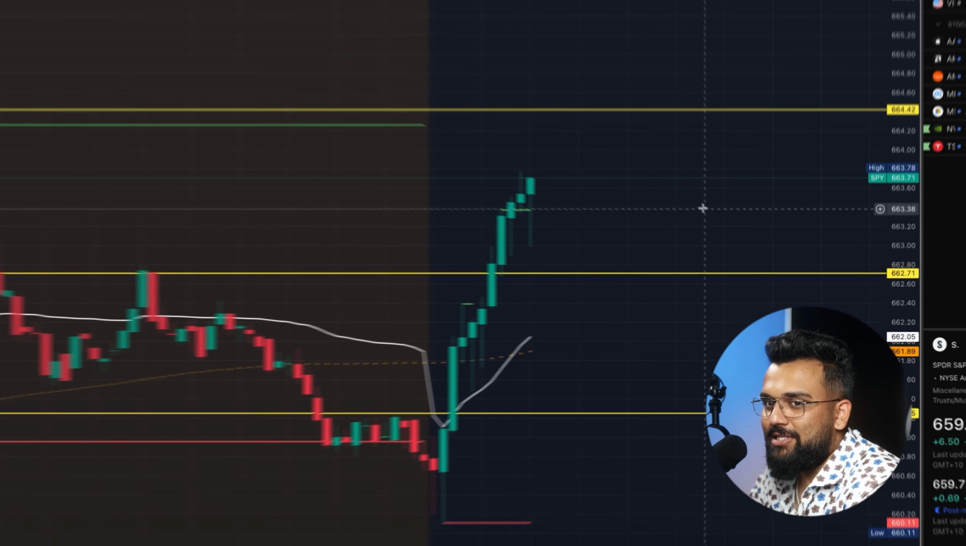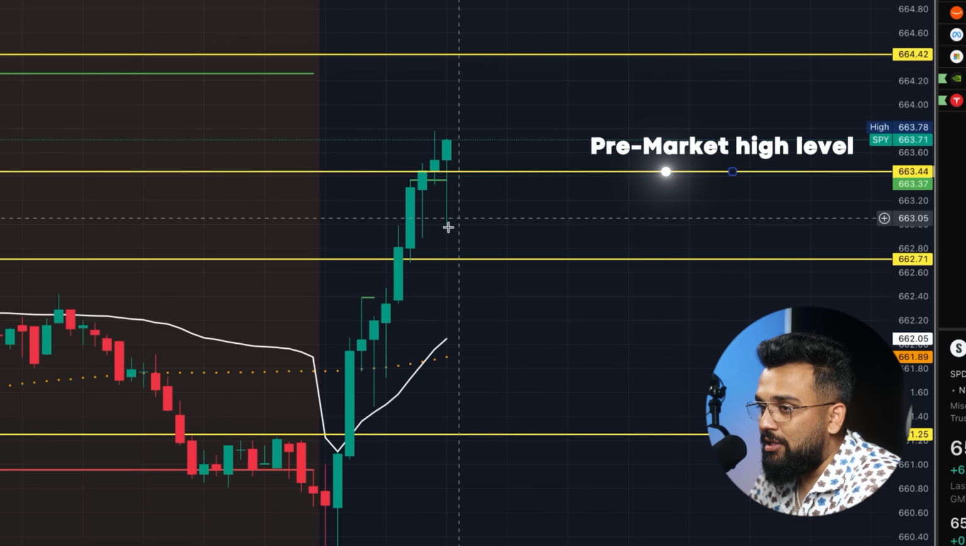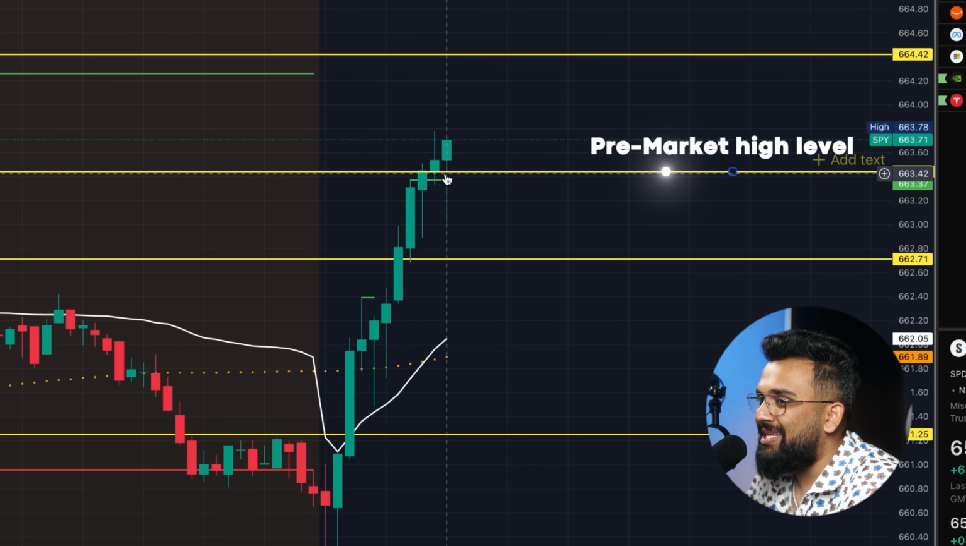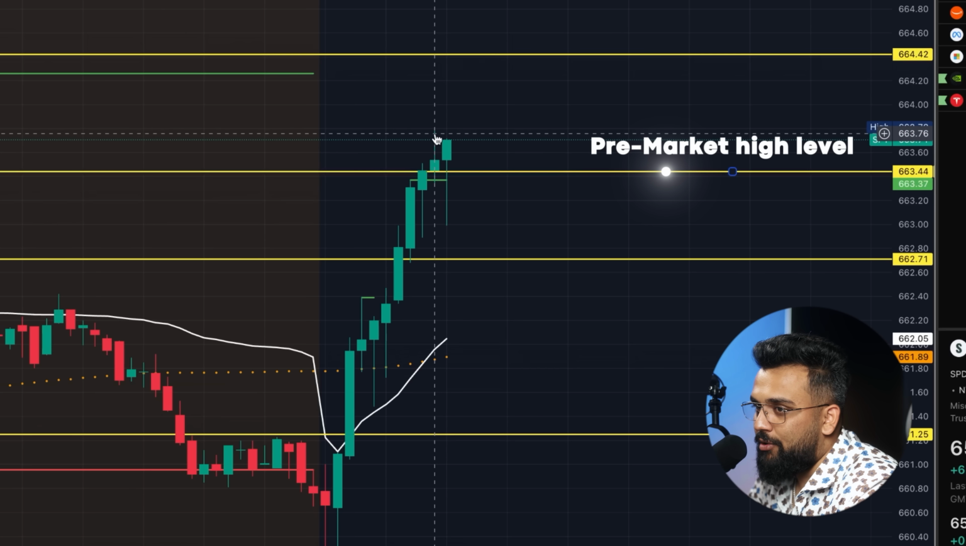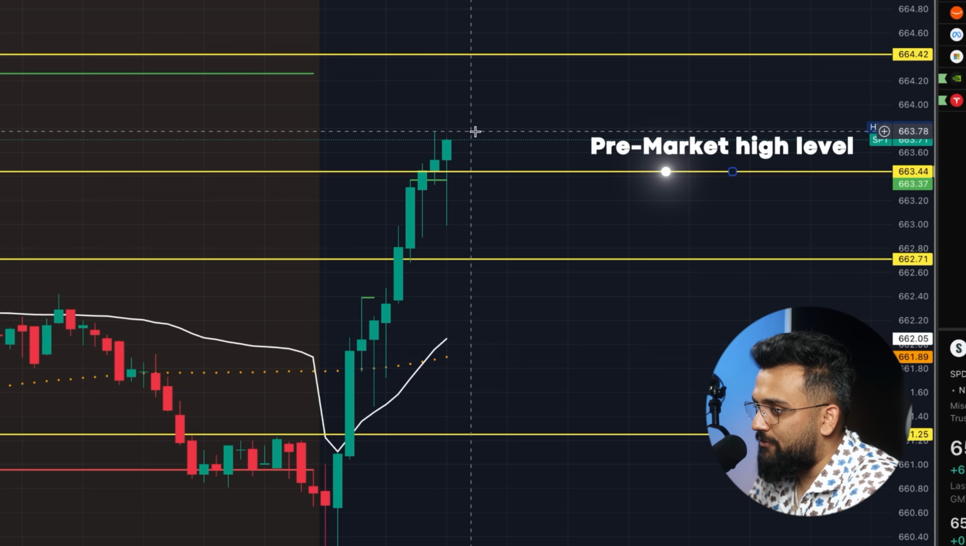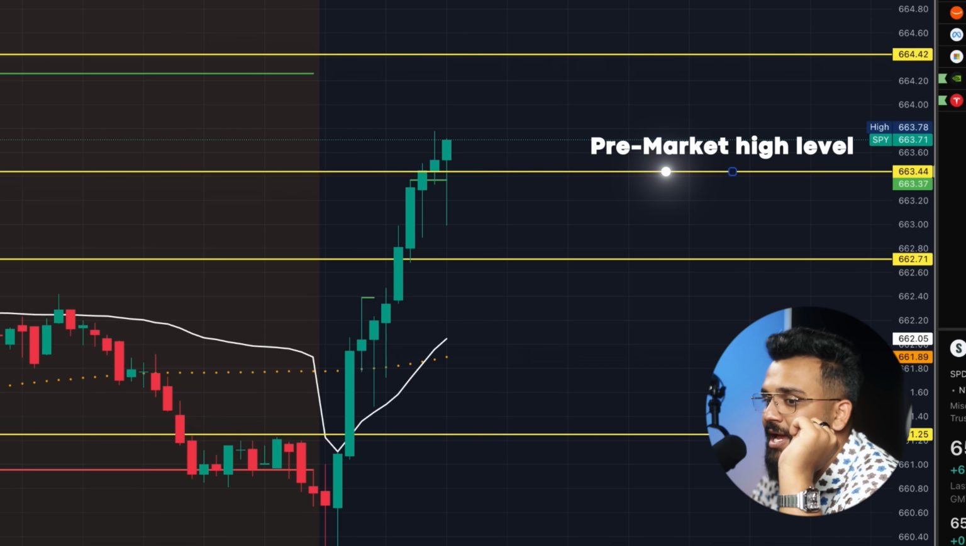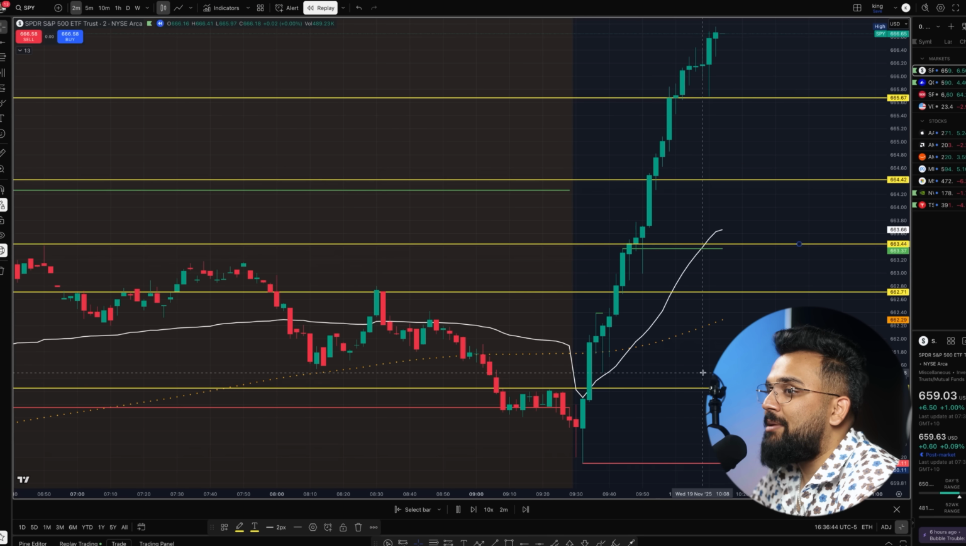I'll show you another example. This is the pre-market high level sitting right here. We broke above the pre-market high. We broke above the ORB level, came back, retest this zone. What happened? Making a beautiful flag on a 2-minute chart. We're still within first 30 minutes of the market open. There's so many confluences for us to take the trade. And what happened after that? It made a big move towards the upside.